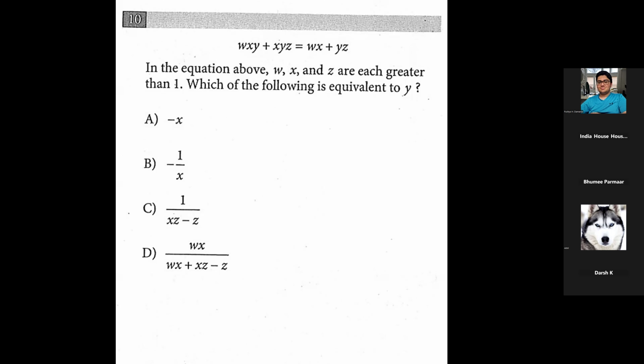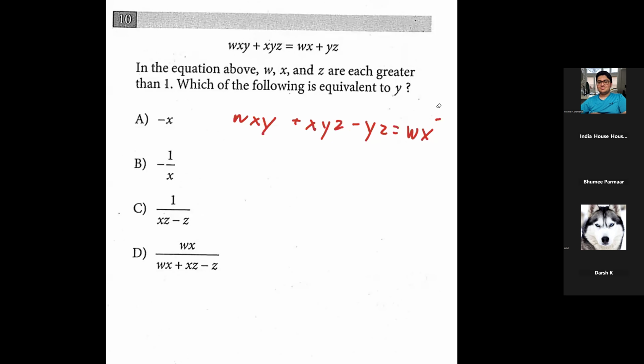Okay, so for this question, we're given W, X, and Z are greater than 1, which of the following is equivalent to Y. And so for this one, first we just have to get all the Y's on one side. So WXY plus XYZ. And then we take this and move it to the other side. So minus YZ equals WX.